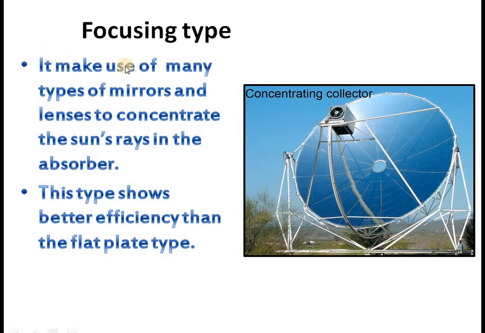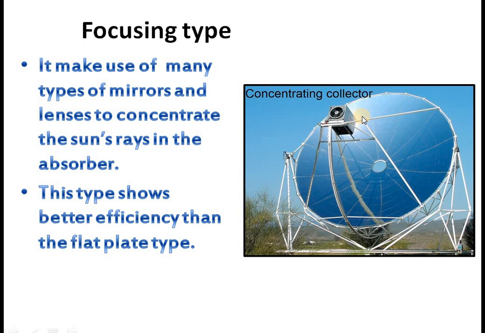And this is more efficient. It makes use of many types of mirrors and lenses to concentrate the sun's rays on the absorber. You will see in subsequent slides that lenses are also used for focusing the light. Light will be much more focused if you use lenses. Different shaped lenses are used, and you will get much more efficiency. Efficiency means heat collecting capacity is much more than that of a flat plate type. Why? What is the reason? Because heat is focused to a small area, so it cannot radiate or get lost on the way.